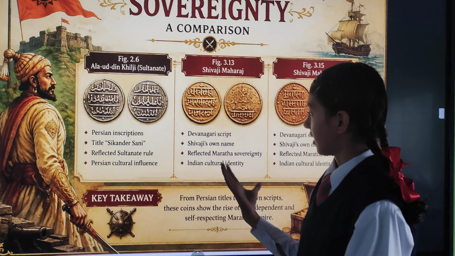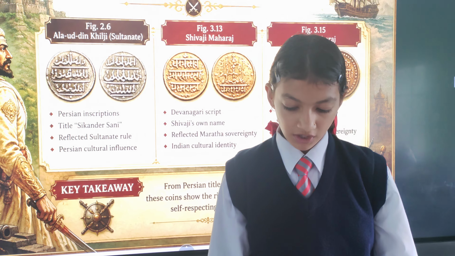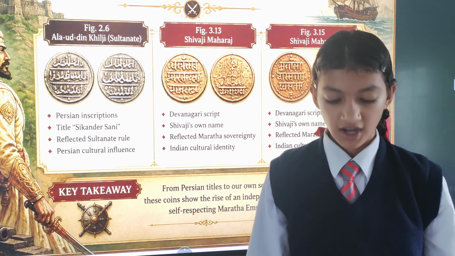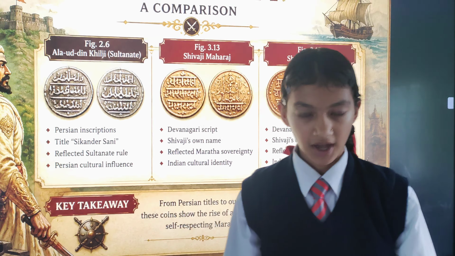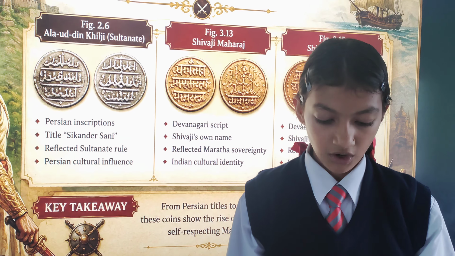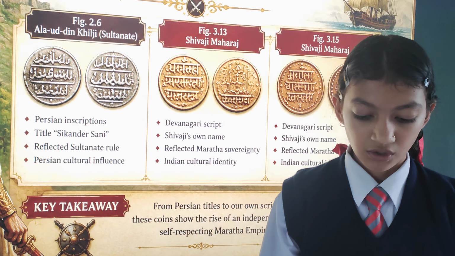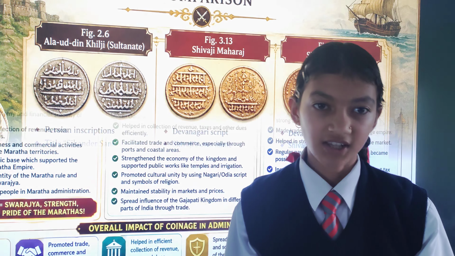Indian cultural identity. In this slide, I will explain how coins showed the sovereignty of the Maratha Empire. Shivaji Maharaj minted gold coins in his own name using the Devanagari script. These coins reflected the independence and cultural identity of the Maratha Empire. We have also compared them with the coins of the Khilji which we studied in chapter 2. Khilji coins had Persian inscriptions while Shivaji Maharaj's coins had Devanagari inscriptions, showing the spirit of Swaraj and self-rule.